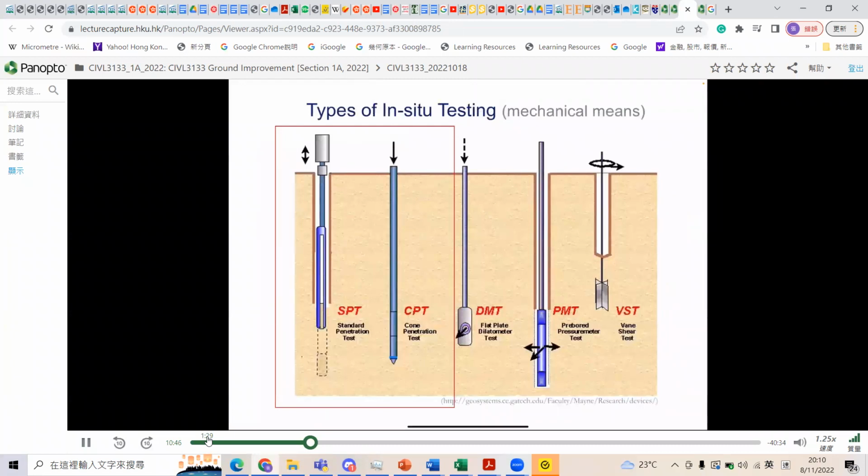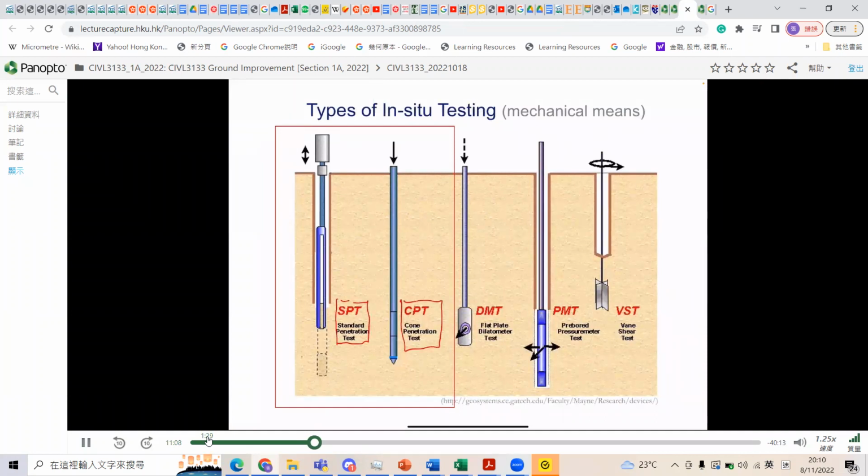Now, in terms of mechanical means, there are by all means other methods besides SPT and CPT, as you can see on this slide. And SPT, as I mentioned, is our standard penetration test, and you'll see very soon why we call it standard. And cone penetration test is CPT.